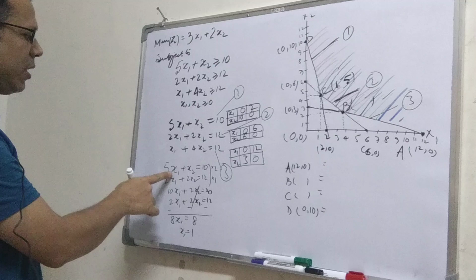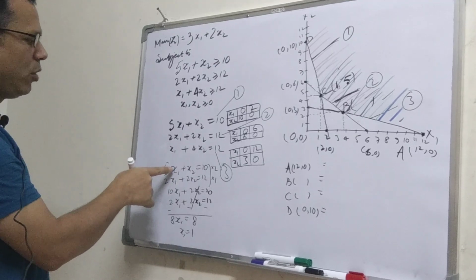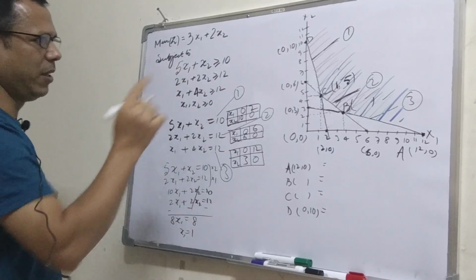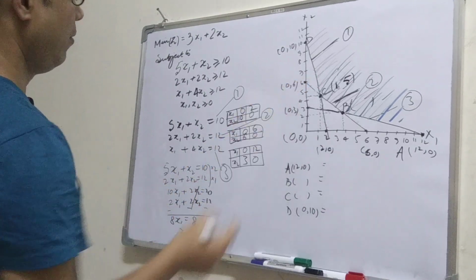Simple. X1 value, I am just going to put 1. So 5 into 1 is equal to 5. X2 is equal to 10 minus 5, 5. So now we have this corner point 1 and 5.